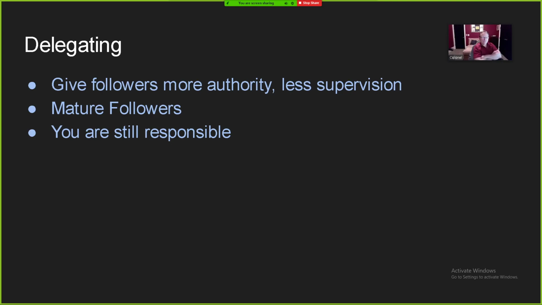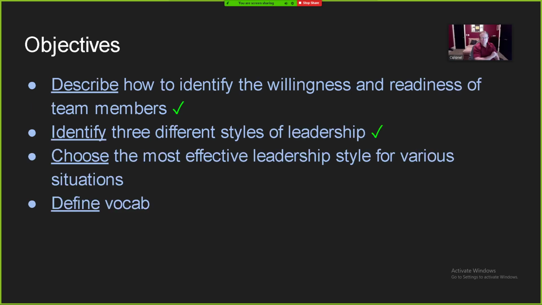But you have to keep in mind that no matter what, even if you're delegating to mature followers, you are still responsible for whatever happens. You are accountable because you are the leader, right? You chose to, for example, use this sort of leadership style. So in that way, you are accountable. That's hard to get your mind around sometimes.